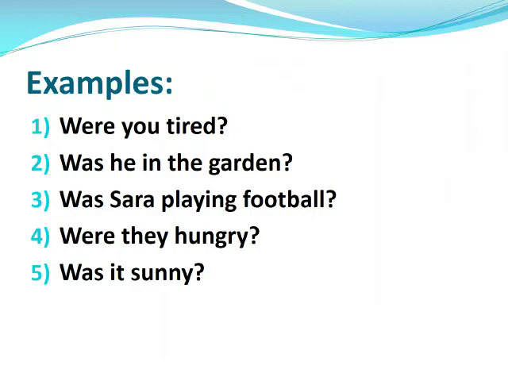Here are some examples in front of you to understand this concept. Were you tired? Was he in the garden? Was Sarah playing football? Were they hungry? Was it sunny? In these examples you can see was and were come at the beginning of the sentence and the question mark is at the end.